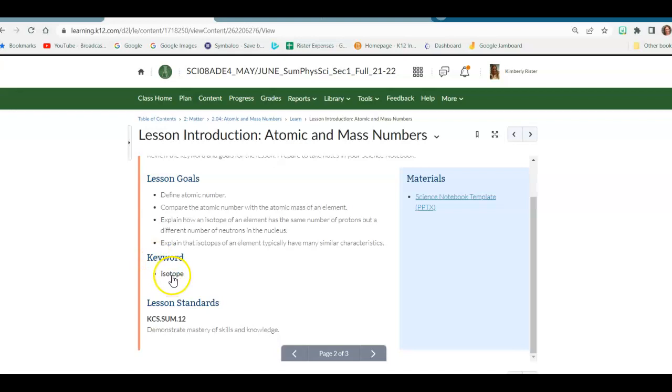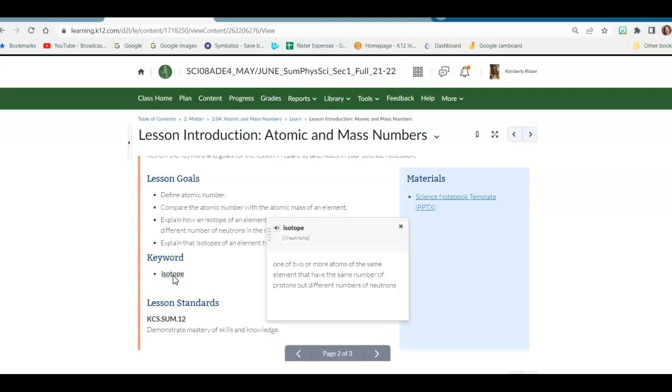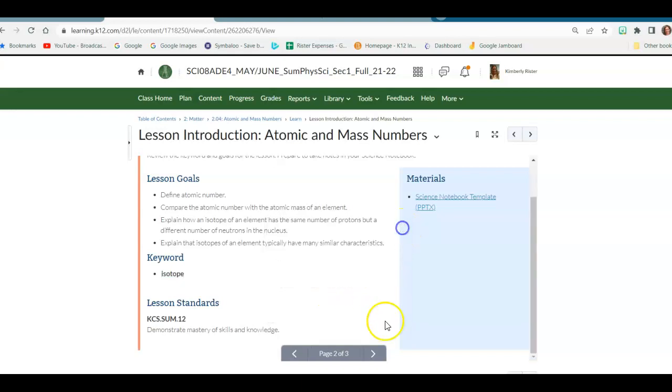So the first thing I would put in your notes is the definition of isotope. It's important to understand what this word means. So remember, it's one of 2 or more atoms of the same element that have the same number of protons but a different number of neutrons. And I would underline the words different number of neutrons. That's the most important thing to remember when you're talking about an isotope.